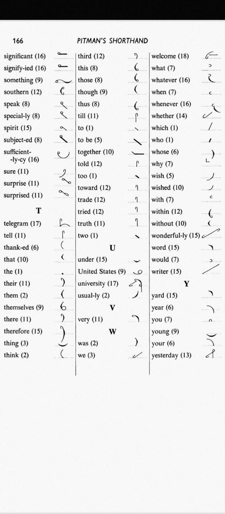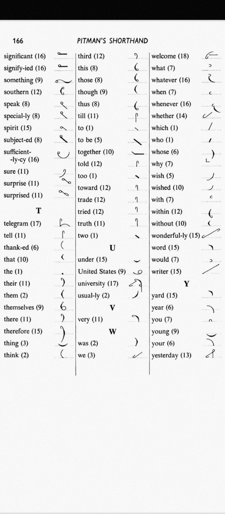D stroke half deer for that above the line. Dot on the line for the. Alternative form of DR is used here for there. D stroke on the line for them. D stroke with SES circle on the line for themselves. Alternative form of D with R hook for there. Same outline doubled through the line for therefore.